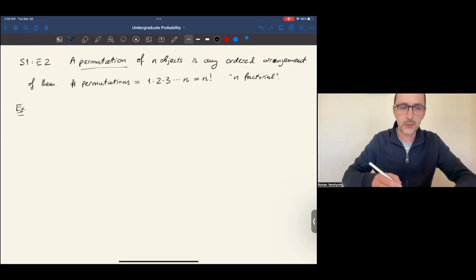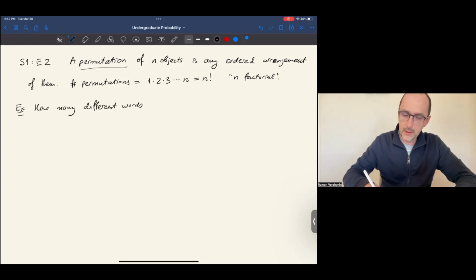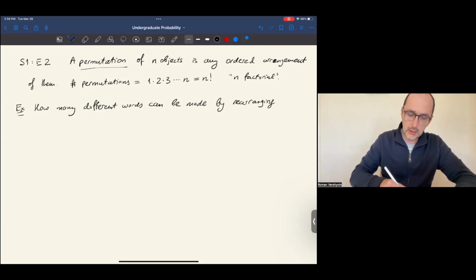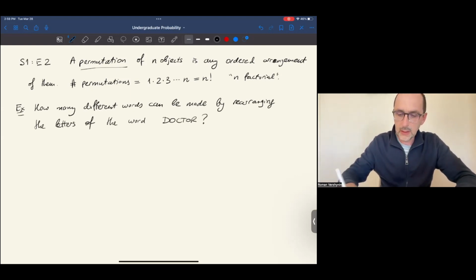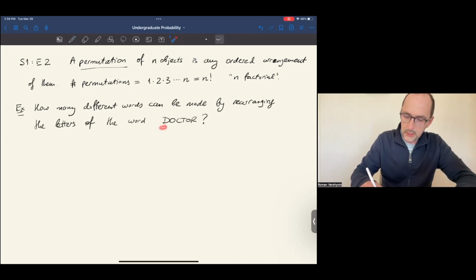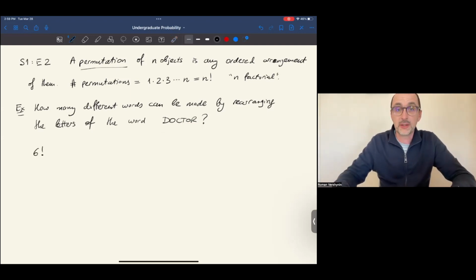Let's practice more with the notion of factorial. How many different words can be made by rearranging the letters of the word doctor? There are 1, 2, 3, 4, 5, 6 letters total. So a naive answer would be 6 factorial.